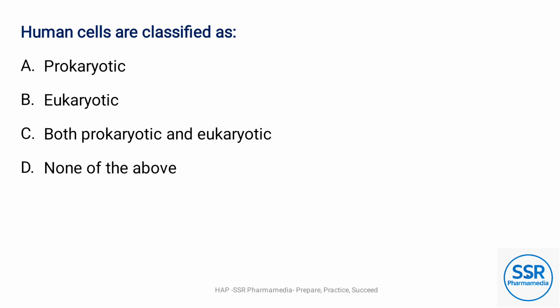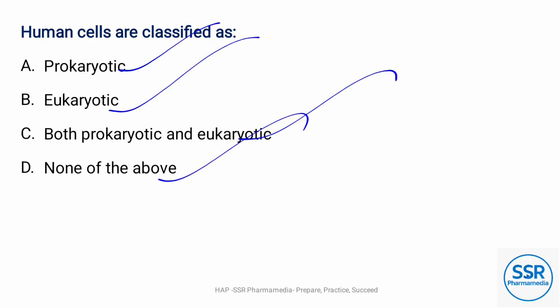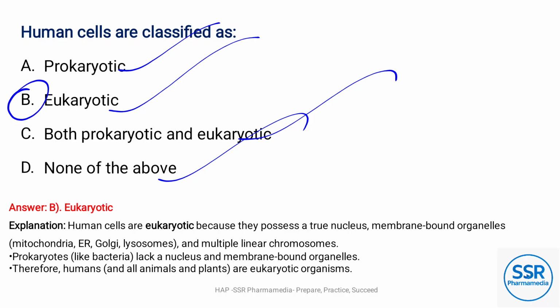Second question. The human cells are classified as: A, Prokaryotic; B, Eukaryotic; C, Both prokaryotic and eukaryotic; D, None of the above. For human cells, option B is the answer, eukaryotic. Not only human cells, but animal and plant cells are also eukaryotic type.